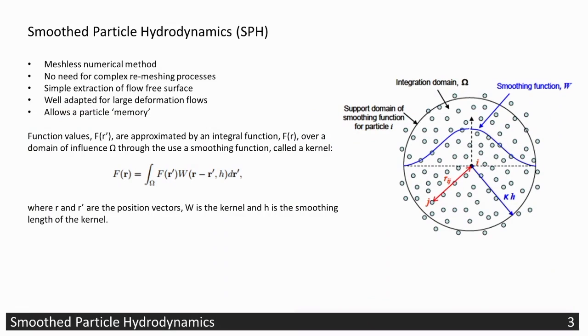So one numerical model that is appropriate to model these types of flows that exhibit a large deformation is smoothed particle hydrodynamics, or SPH. SPH is a meshless method where the system of equations is discretized with a set of particles rather than a mesh. So the function values on each particle are approximated by summing over the surrounding particles and smoothing over them with a smoothing function called a kernel.